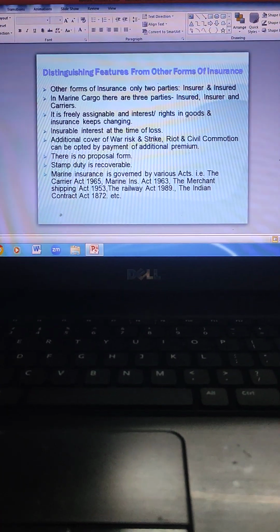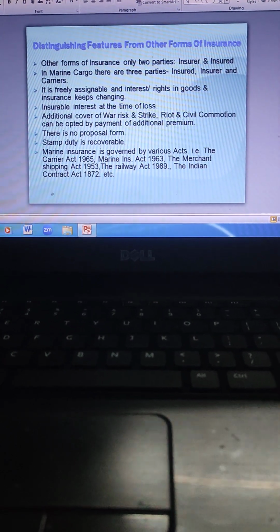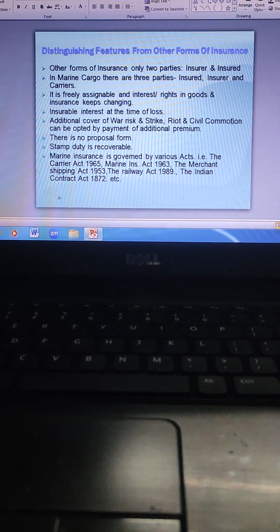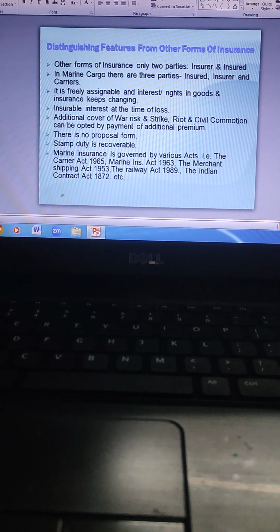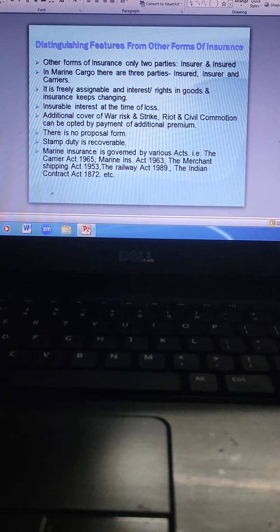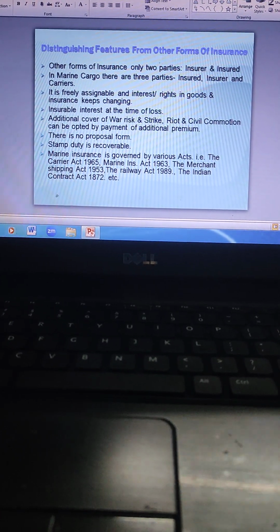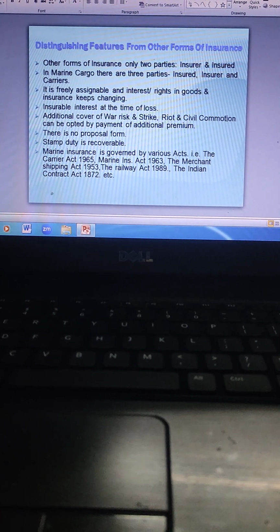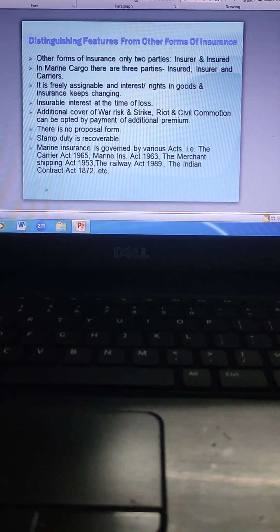Other forms of insurance have only two parties, insurer and insured. But in marine cargo there are three parties: insured, insurer and carriers. It's freely assignable in interest, rights and goods, and insurance keeps changing. Insurable interest at the time of loss is a must.